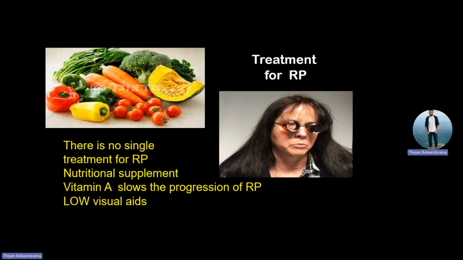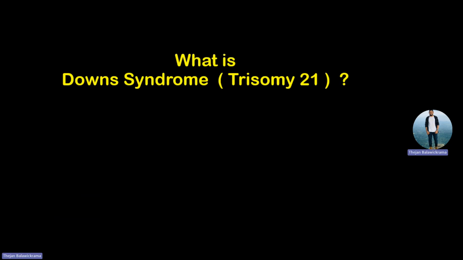Yes. So that is retinitis pigmentosa, a hereditary condition which is caused by a degeneration of the rods. Good. That's one condition. Let me come to the second one.